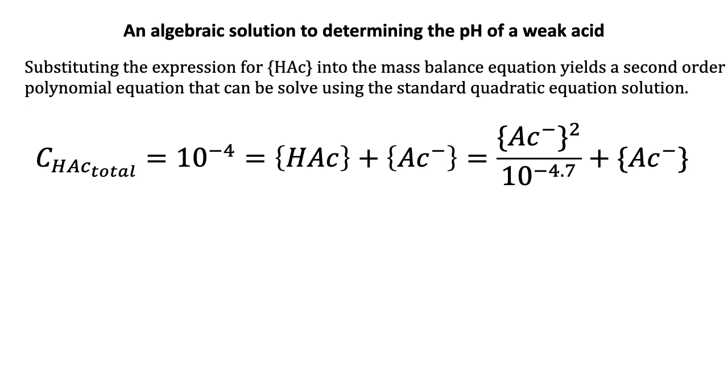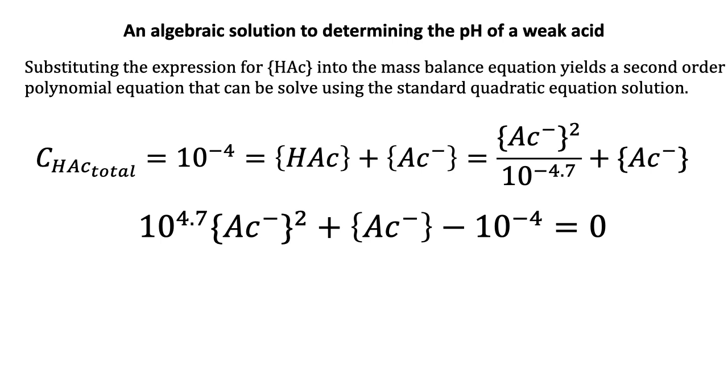So notice we start on the left-hand side of this equation with the same mass balance equation we began with. The total concentration is equal to 10 to the minus 4. That's equal to the HAC plus AC-. The HAC we've determined algebraically from our acid equilibrium constant is going to be equivalent to the conjugate base concentration, the acetate ion squared, over 10 to the minus 4.7 by rearranging the acid equilibrium constant. We've substituted that into our mass balance equation, so that term plus the AC- is going to equal 10 to the minus 4.